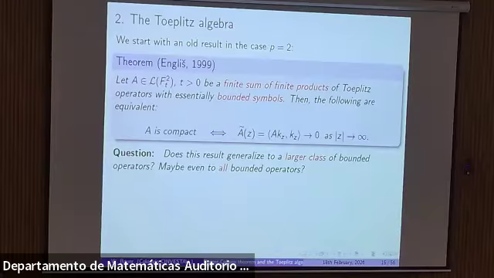And the natural question is whether this effect really has something to do with the assumption that A is a finite sum of finite products of Toeplitz operators. So maybe that's very specific somehow. So one may ask whether this generalizes to a larger class of bounded operators, or maybe it's true for all bounded operators, because the Berezin transform really is an injective map, so it has all the information of the operator A inside.